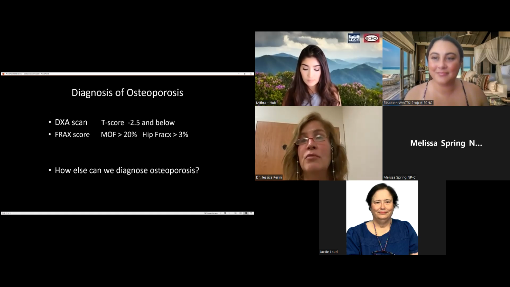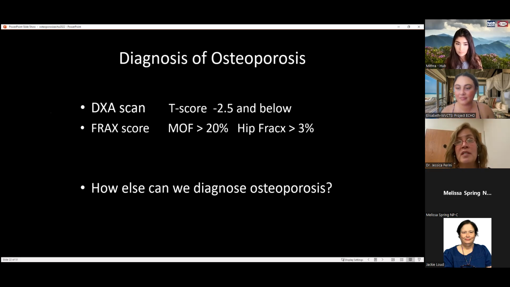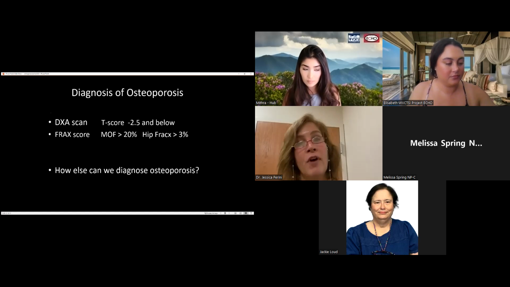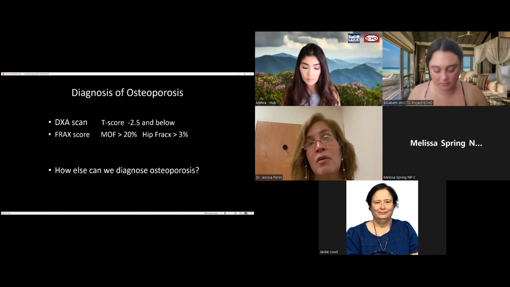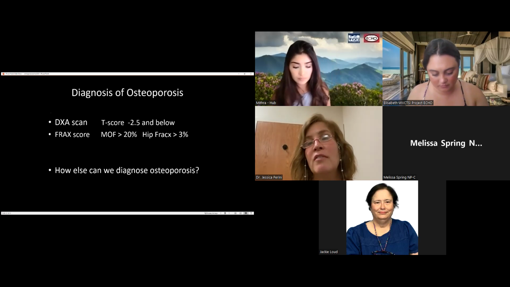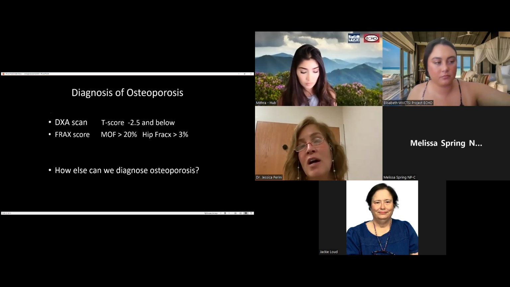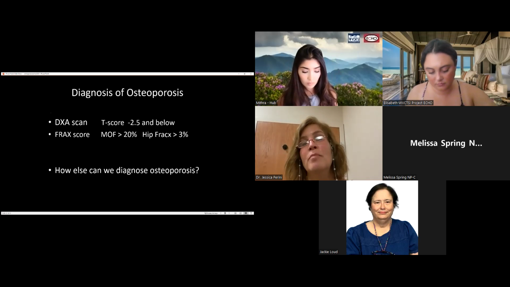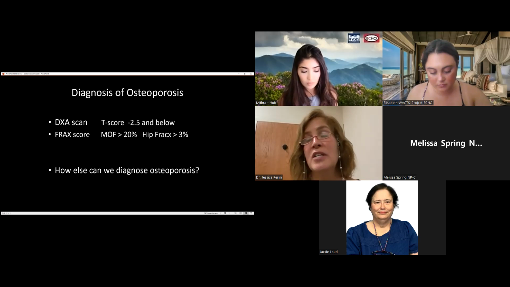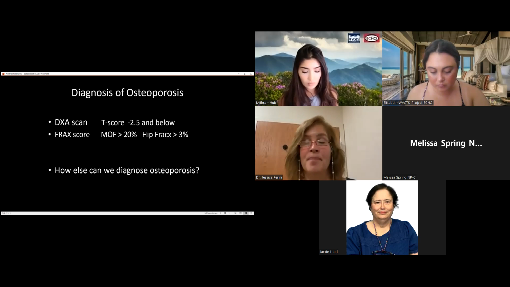Okay, so a little review. Diagnosing osteoporosis, we can use our Dexa scan. A T-score of -2.5 and below qualifies you as having osteoporosis and you should be treated. A Frax score, major risk of osteoporotic fracture greater than 20% or hip fracture greater than 3%, qualifies anyone with osteopenia to be treated for osteoporosis because their bones are fragile. So how else can we diagnose osteoporosis? There's another way. Next slide.